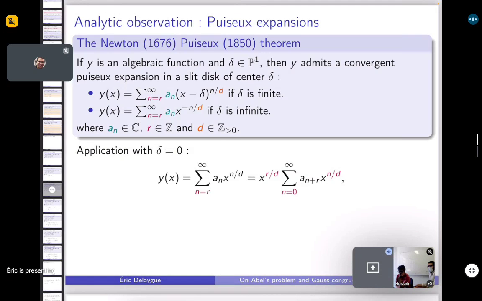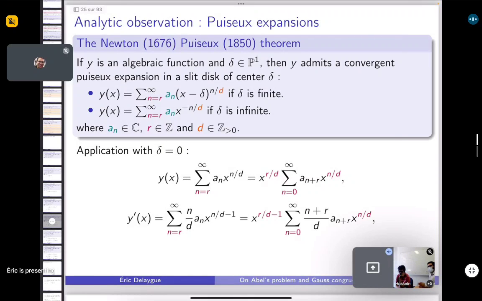And now we will differentiate y. So differentiating y, we obtain this formula. Okay. So now I will also expand with a sum which starts at n equals 0. So we obtain this. Okay. And being given these two formulas, I will look at the quotient y prime over y. So why? Because I want to look at the particular expansions which are allowed for eta.